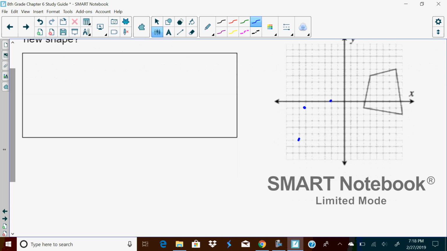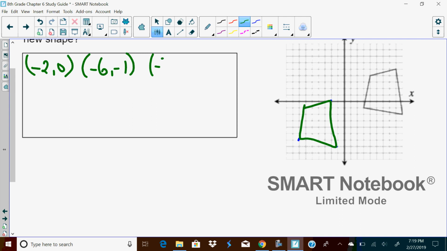Over 1, 2, 3, 4, 5, 6, 7, 8, 9, 10, and down 1, 2, 3, 4, 5. That was there right there. So when I connect them, the new coordinates are -2, 0, -6, -1, -7, -6, -1, -7.